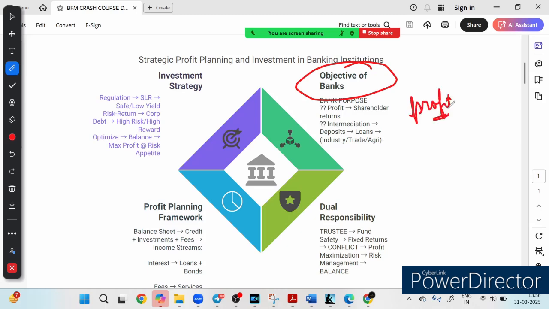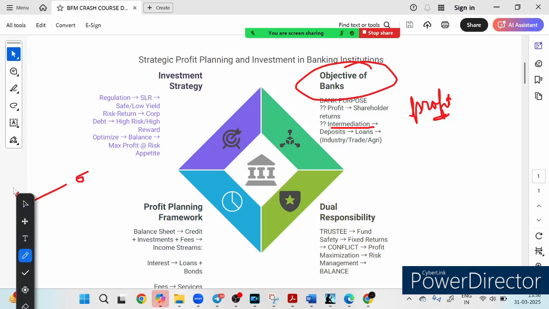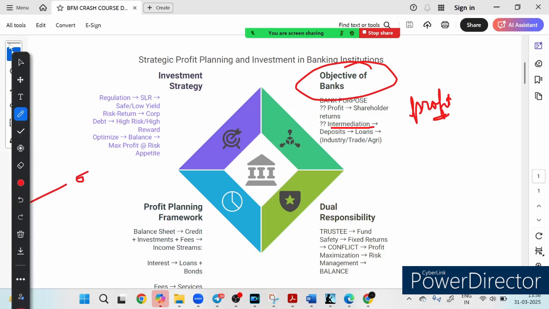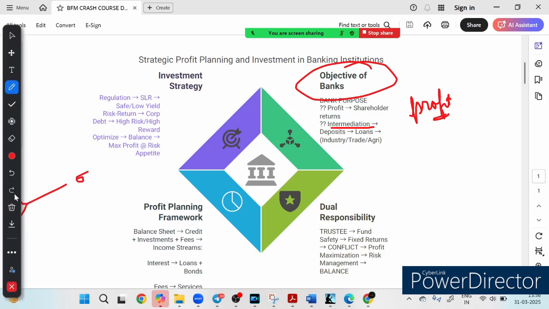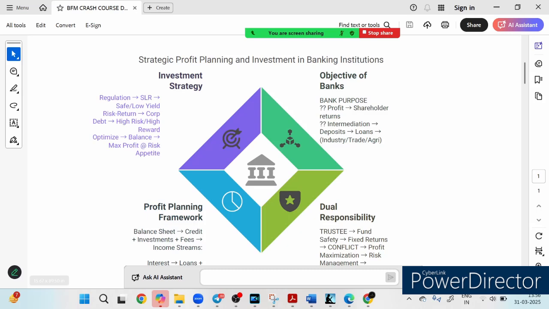But banks serve as an intermediary, turning deposits into loans. Whatever deposits they receive from customers, they turn into loans, and those funds fuel the engine of industry, trade and agriculture. That is the point: turning deposits into loans, which fuels the engine of industry, trade and agriculture.